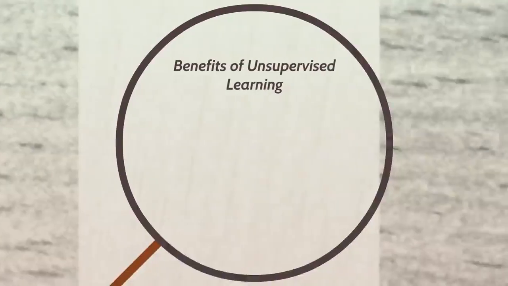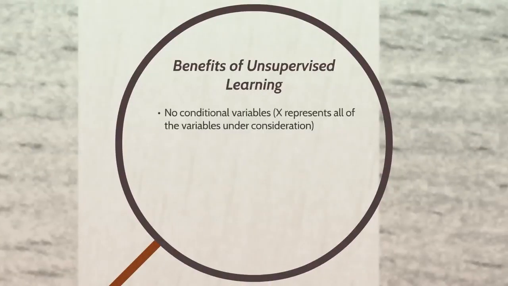But there are some benefits to unsupervised learning. There are no conditional variables. So I mentioned in the first slide that there isn't really an X and Y, there's just X. And X represents all of the variables under consideration. Our inputs aren't dependent on an output. Our output isn't dependent on an input. We're only looking at one input variable and the relationship among itself, and it's not conditional on other variables, so that makes our problem simpler in a lot of cases.